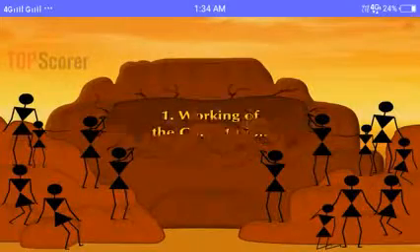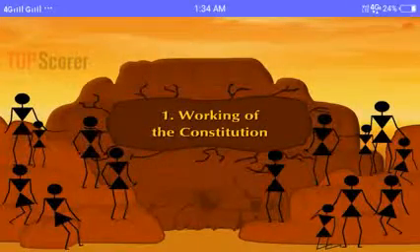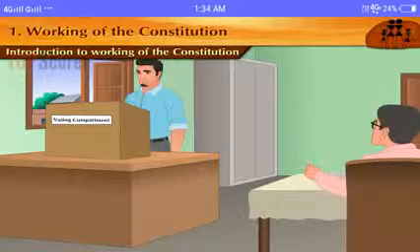Working of the Constitution. Introduction to the working of the Constitution.